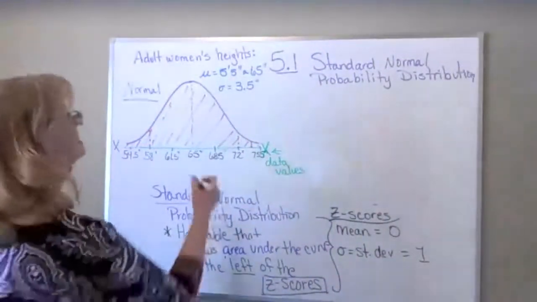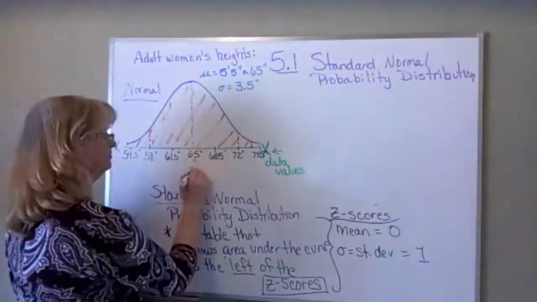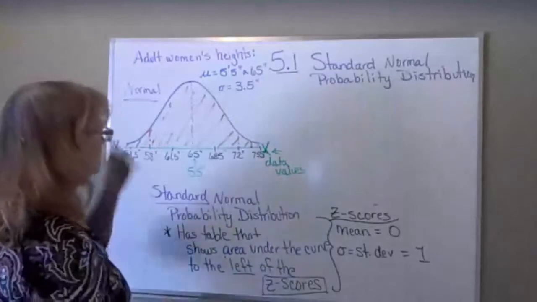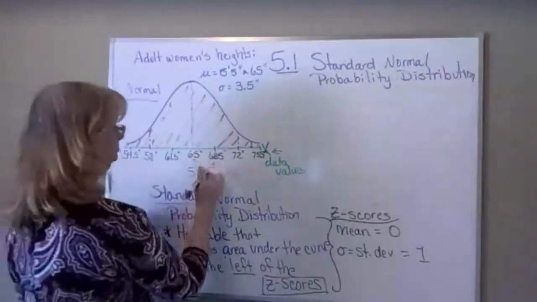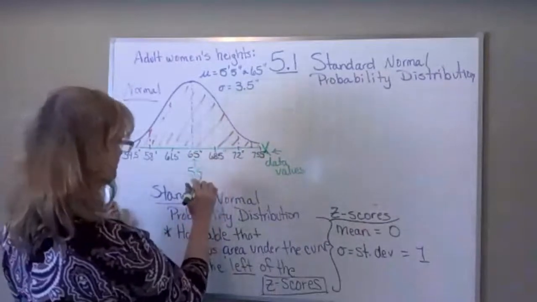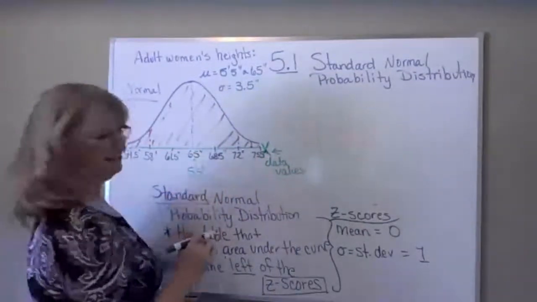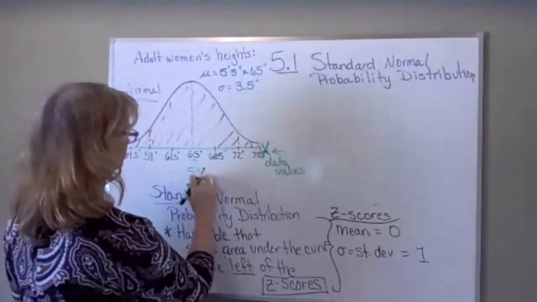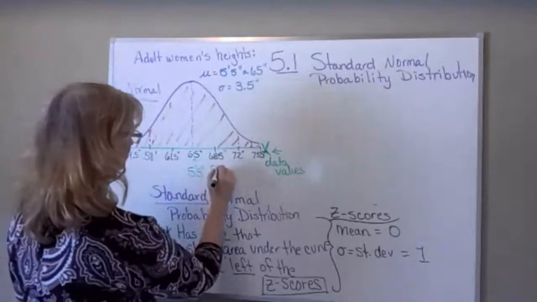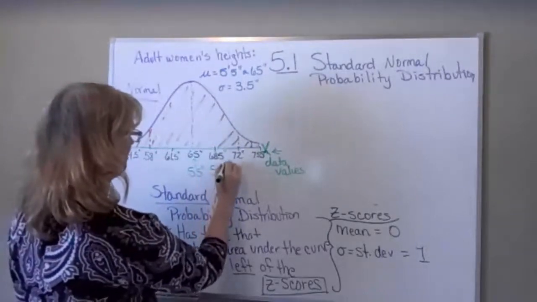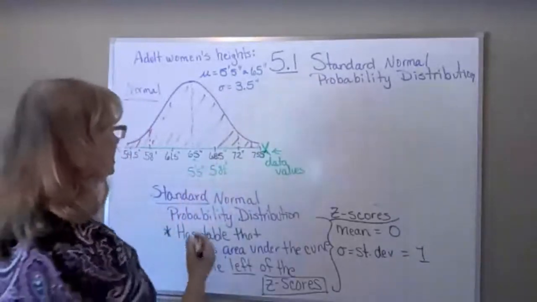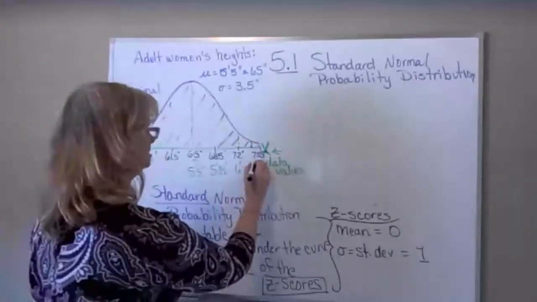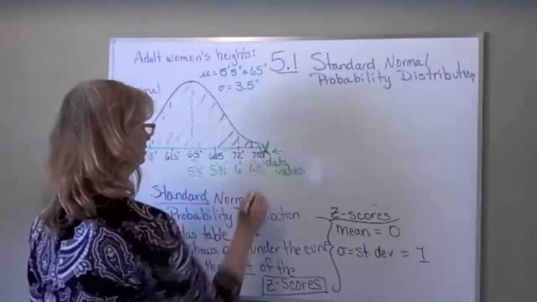Now, if it would make more sense to you to have these written in feet and inches, remember 65 inches, that's 5'5". So that's the average of women's height. And then 68.5, 5'5" and then we're adding 3.5 inches to that, so that's going to be 5 foot 8.5 inches. And then 72 inches is 6 feet. So this would be 6 foot, 3.5 inches over here.